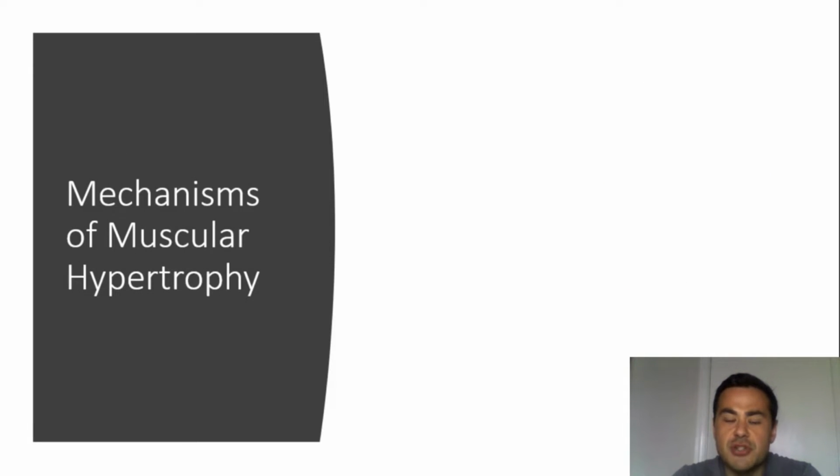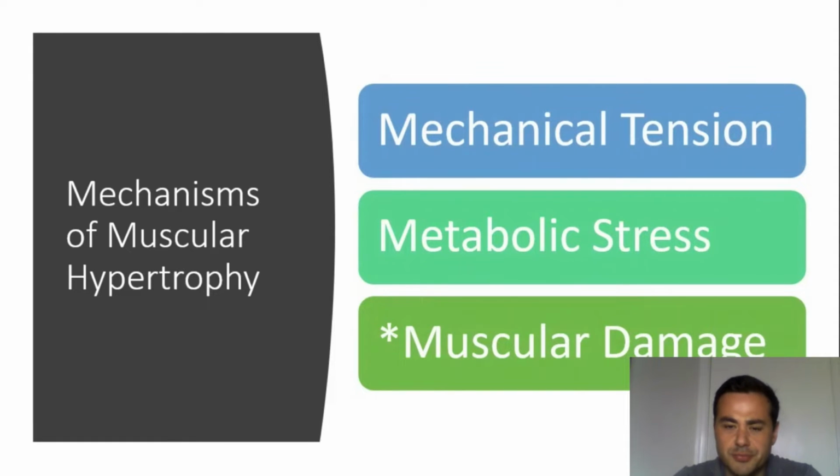So mechanisms of muscular hypertrophy. We have 3 of them, and we're going to go through and talk about each of these. The first one being mechanical tension, the next one being metabolic stress, and then the last one being muscular damage. And we'll talk about why there might be a little bit of an asterisk on there.